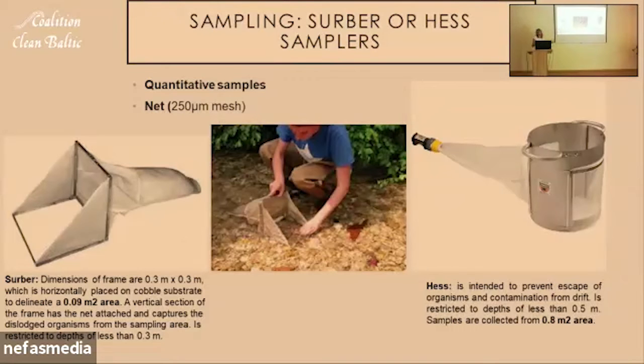Hess sampler has a metallic cylinder, and they also have a net. And this metallic cylinder has an area similar to the Surber sampler, but protects against the escaping of invertebrates. Because you put this cylinder on the bottom, you push your hand inside, and you disturb the stones from this area. The high metallic cylinder prevents various invertebrates from escaping, because by using the other sampler, some invertebrates can escape from both sides of the sampler.